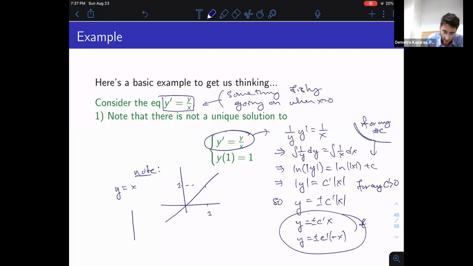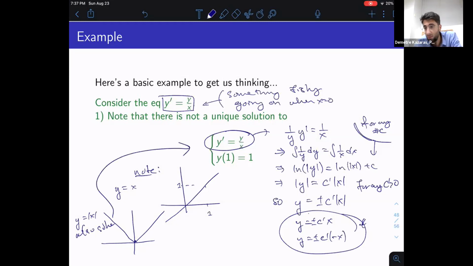But here's another solution. What if I was minus x before 0 and then x afterwards? So y just equals the absolute value of x. This also solves the initial value problem. Not only does it solve the equation, remember the equation doesn't say anything at all at time 0. The right-hand side is not defined. So the equation says nothing at time 0. And this satisfies the equation at all other times. By time, I mean the value of x.